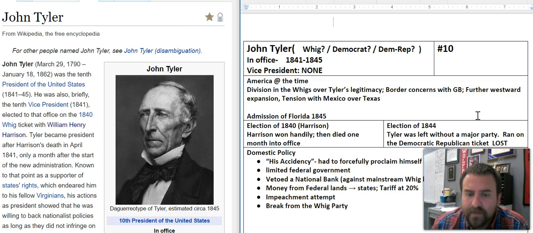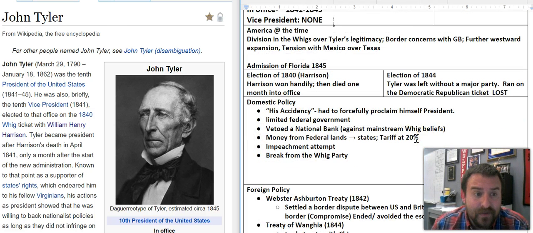All right, so let's take a look at his domestic policies. A lot of it has to do with his legitimacy as president. People are concerned that he is not the president, no matter what it says. He's known as "His Accidency," and he actually had to proclaim that he was the president, that he'd taken the oath of office, and that he was the president. He was not vice president and acting president. He was president, full stop. The other thing is he never gets a vice president. Right? He was the vice president, but he never puts another vice president in there.